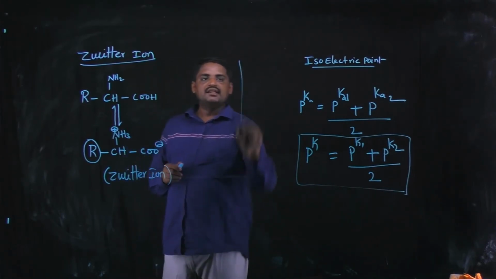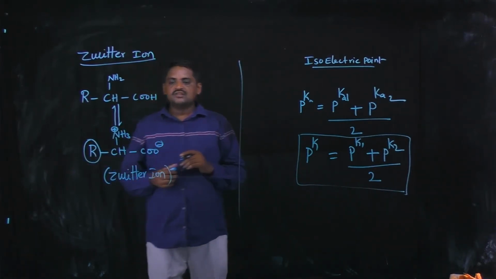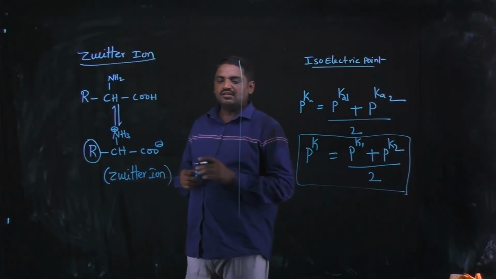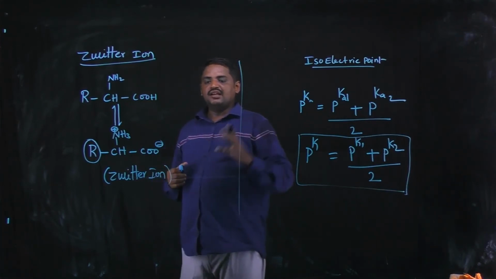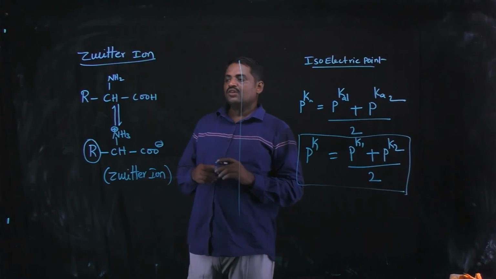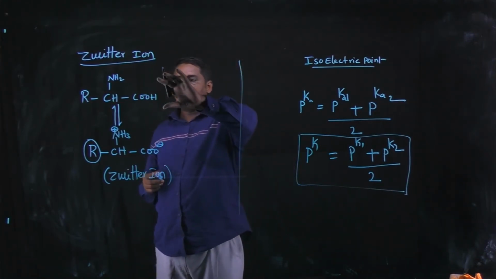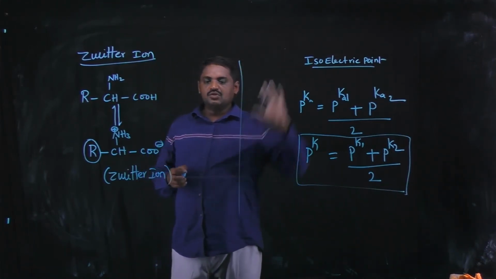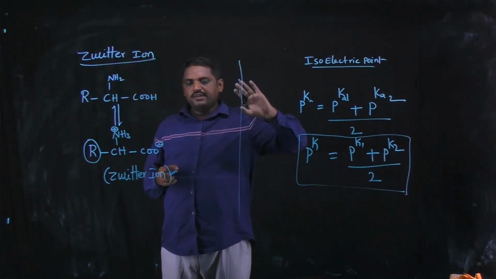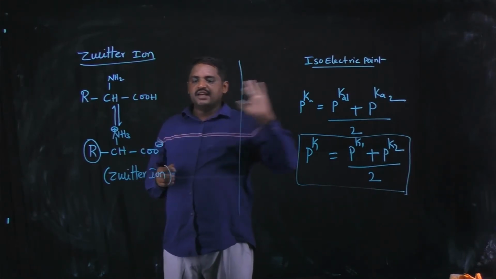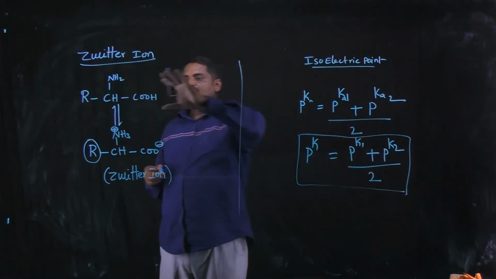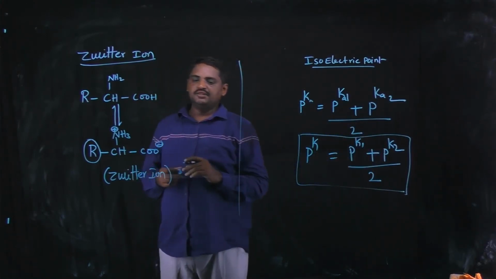Now, once again, let me repeat these two definitions, Zwitter ion and isoelectric point. A Zwitter ion is an ion containing both charges, a positively charged ion and a negatively charged ion. For example, this is the general formula for amino acids. There are 20 amino acids in total. For the human body, 10 are essential amino acids and the other 10 are non-essential amino acids.